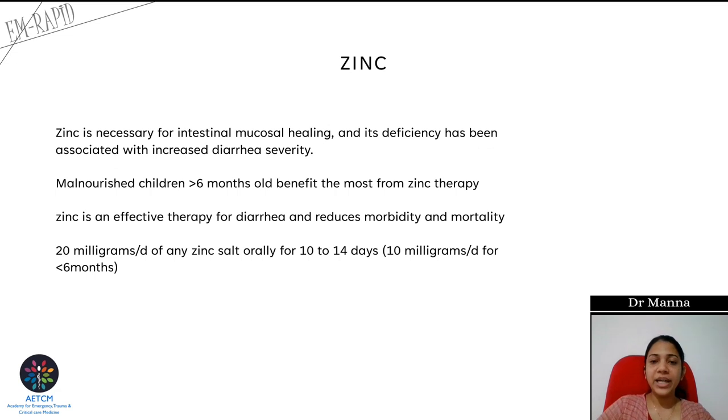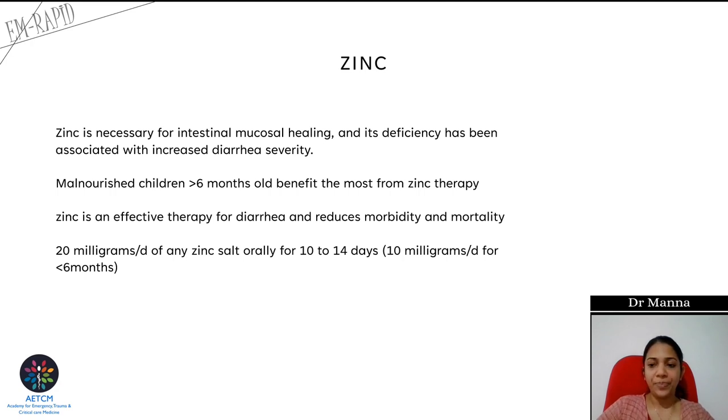The only recommended thing for acute diarrheal disease in children is zinc. Zinc will help in intestinal mucosal healing for children. So we can supplement with zinc in children, and the dose is 20 mg per day orally, given for at least 10 to 14 days for a child more than 6 months. If a child is less than 6 months, we should give 10 mg per day. That is the dose, and this will help in faster intestinal healing.